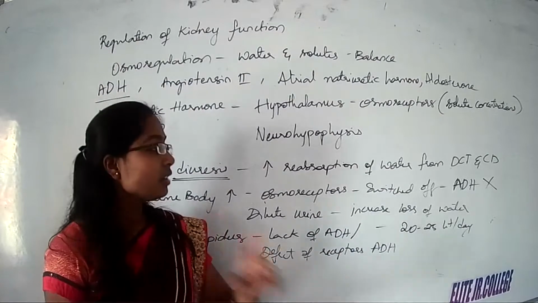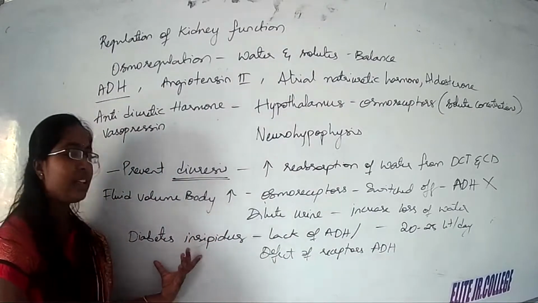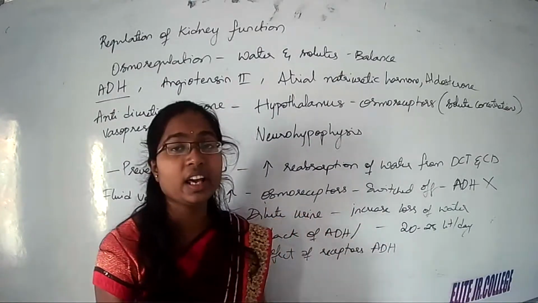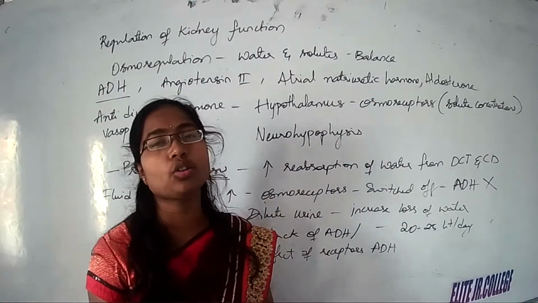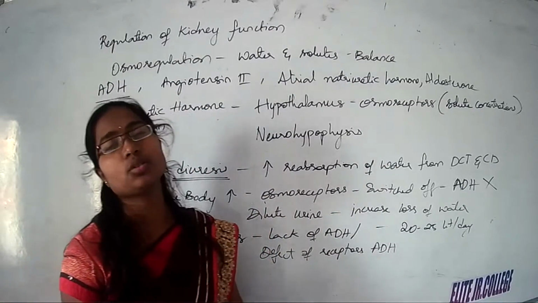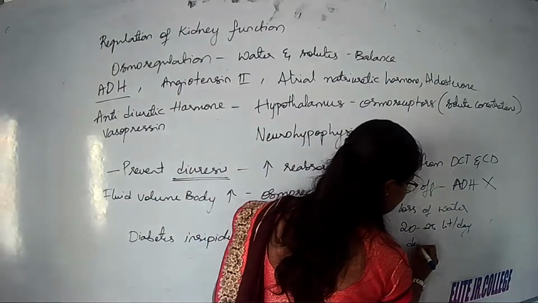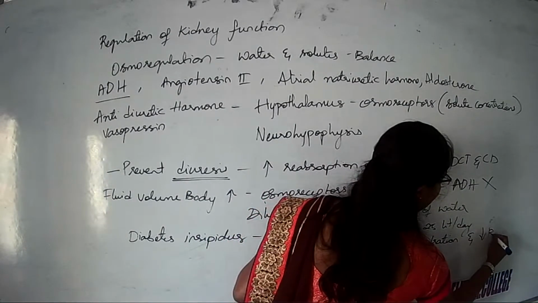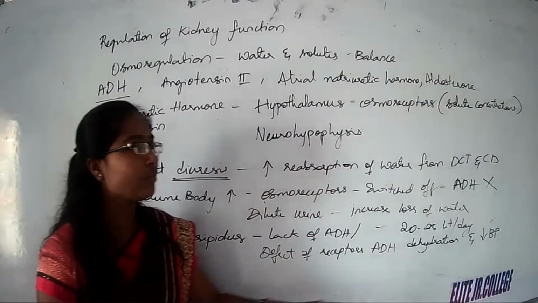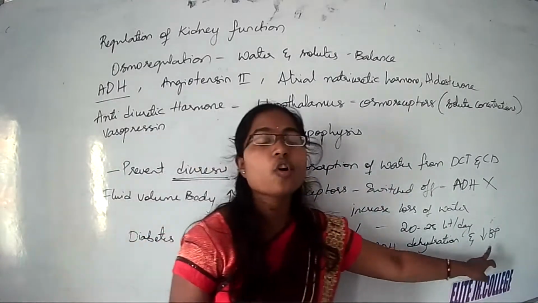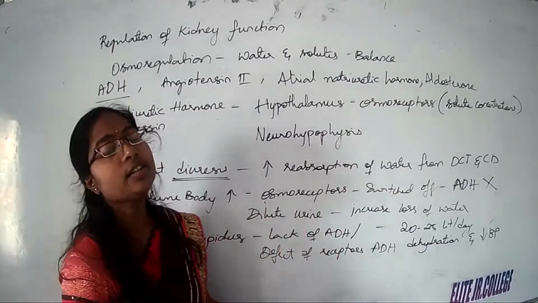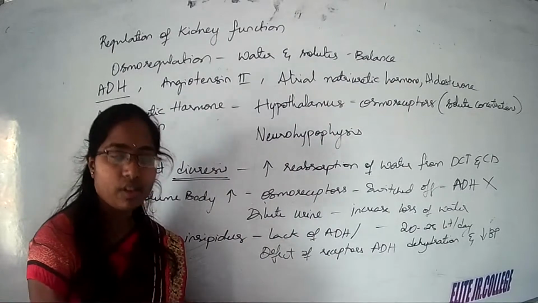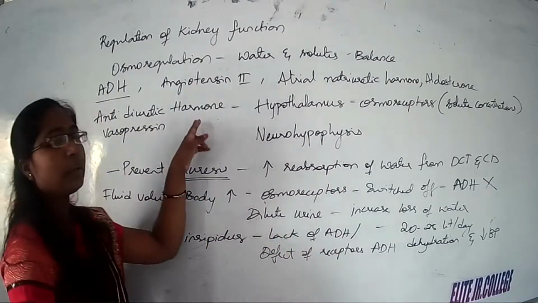But the individual suffering from diabetes insipidus is going to lose fluids from the body. The person is going to suffer from dehydration and also a fall in the blood pressure. This is all that we have to learn from each point of view. These are all the concepts that we have to learn related to antidiuretic hormones.